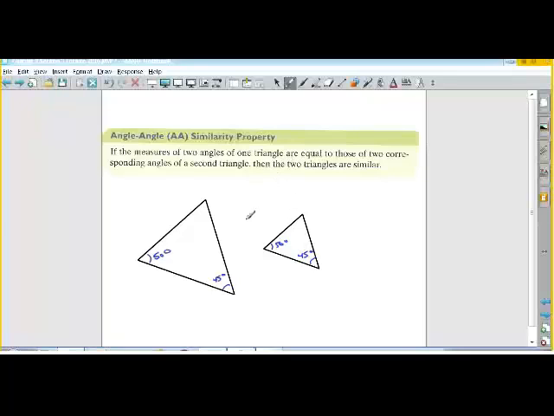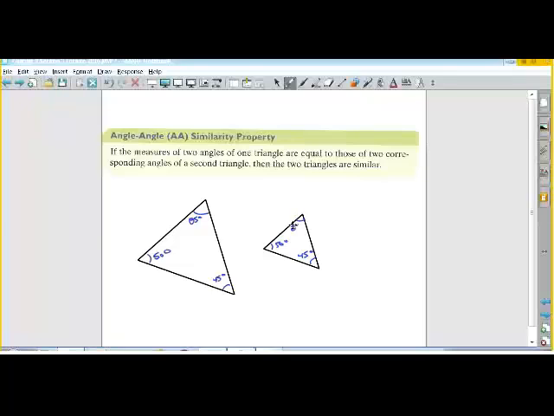So we have two triangles where two of the corresponding angles, this angle and this angle, this angle and that angle, are equal to each other. As a consequence, the two triangles are similar. So the way you prove this is we know that the sum of the angles inside a triangle equals 180 degrees. So because this is 50 and this is 45, you add them together, you get 95. Subtract it from 180, you'll get 85. So this angle would be 85 degrees.